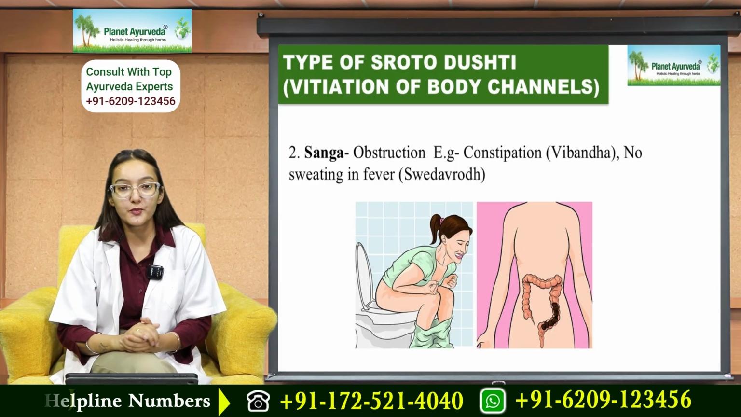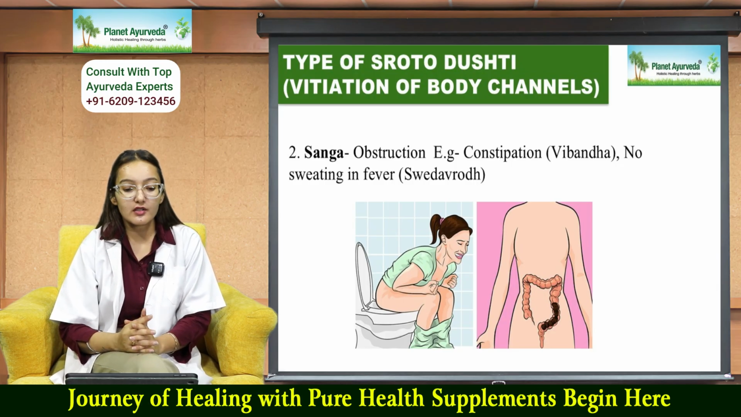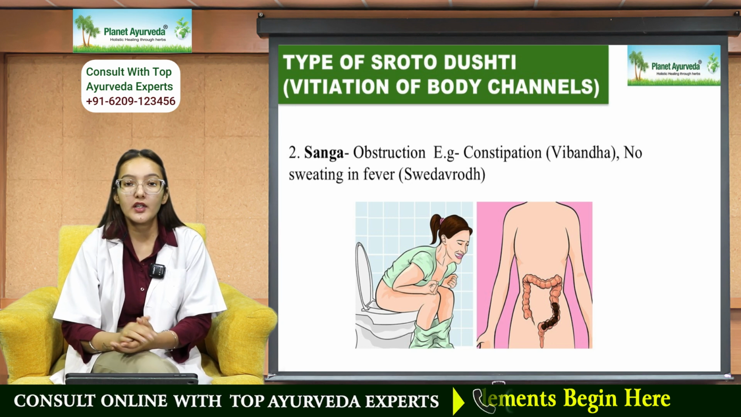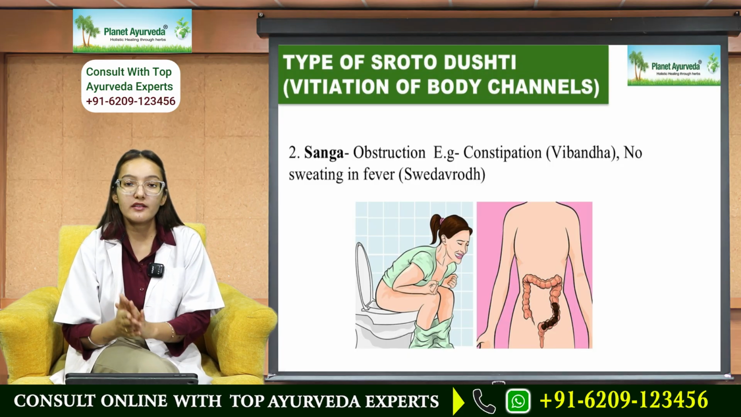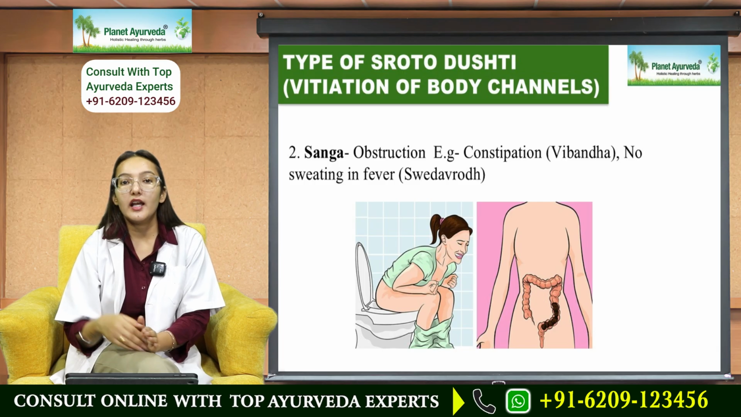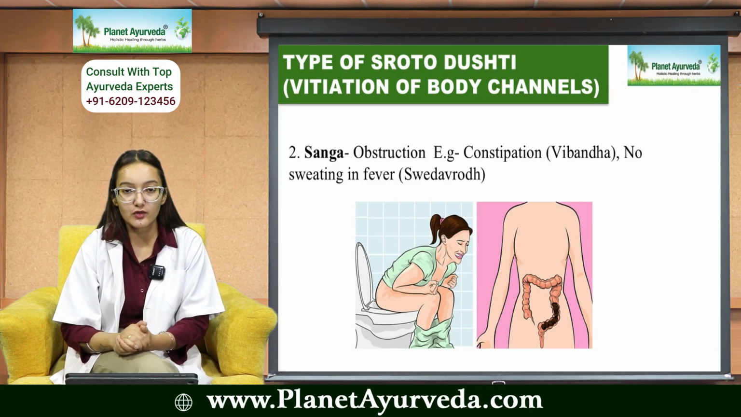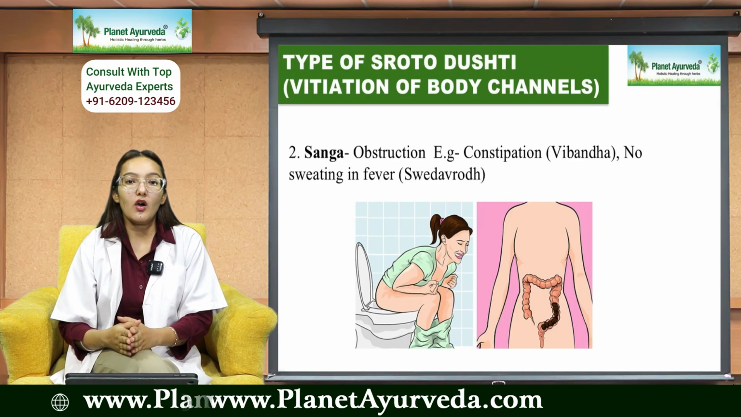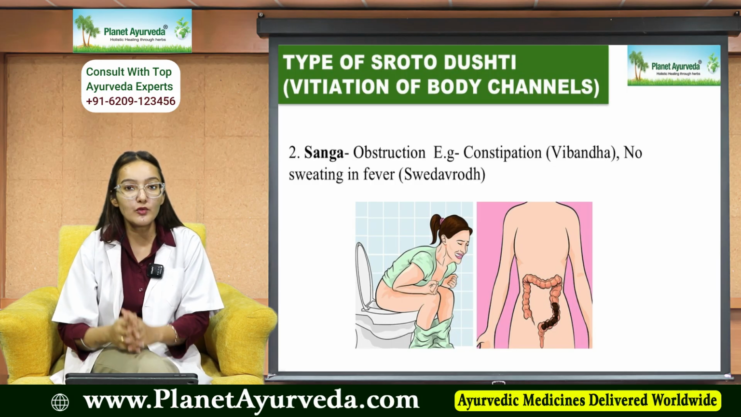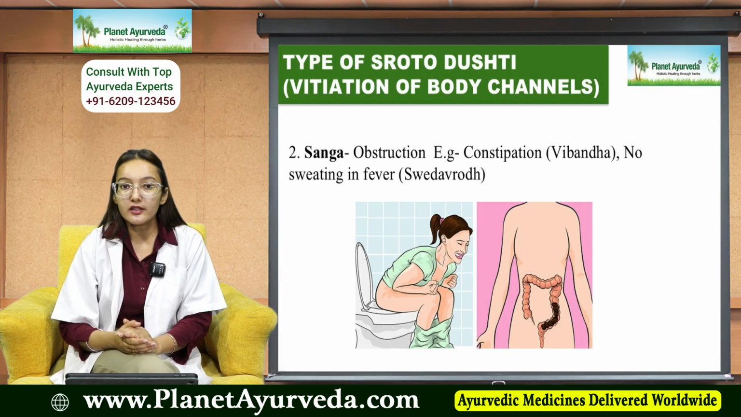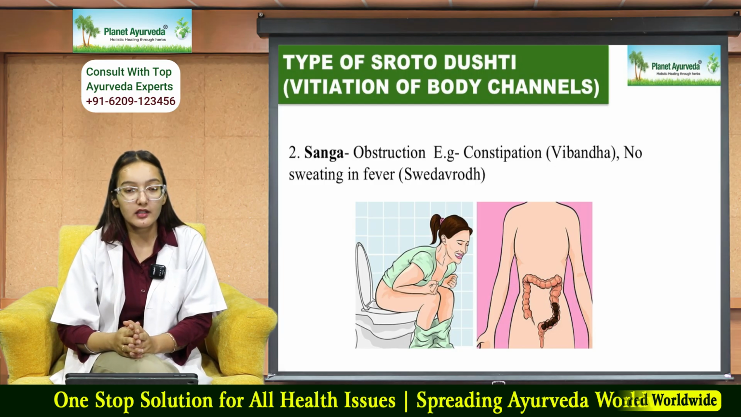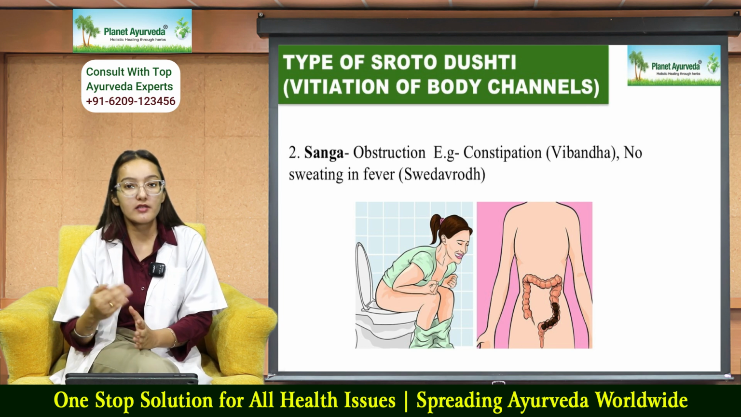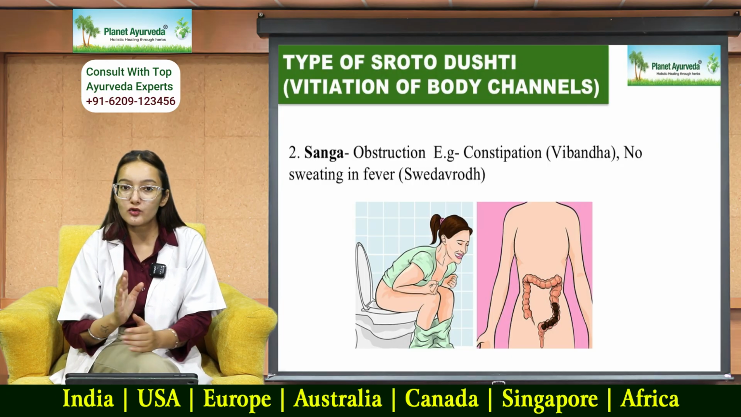Then the next one is Sang, or obstruction. For that, two examples are given: constipation and no sweating. Constipation is also an example of obstruction of the channels eliminating fecal matter, the Purishvaha Srotasa. When there is a blockage in the large intestine or in the rectum, which are the roots from which Purishvaha Srotasa originate, what is going to happen? The stool will not come out. The person will not be able to excrete the stool.